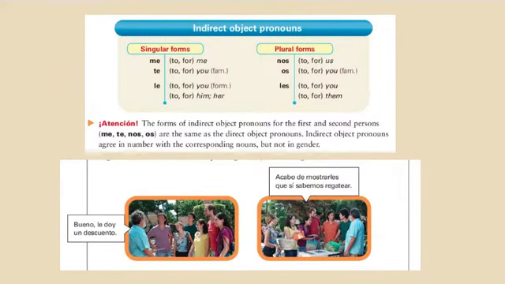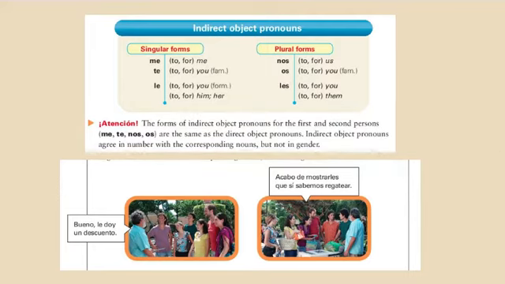Just to look really quickly at the indirect object pronouns, they are me, te, le, nos, os, and les. You'll notice that the forms of indirect object pronouns for the first and second persons, me, te, nos, os, are the same as the ones for direct object pronouns. Indirect object pronouns agree in number with the corresponding nouns, but not in gender. As you remember, direct objects can have lo, la, los, las. In that sense, they agree both in gender and number, no? But indirect object pronouns, there's only a singular and a plural, right? No masculine, feminine, anything like that.